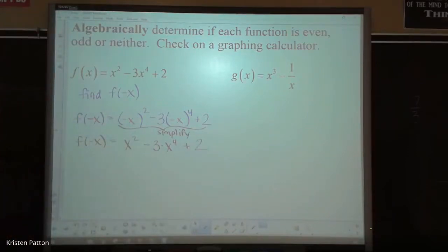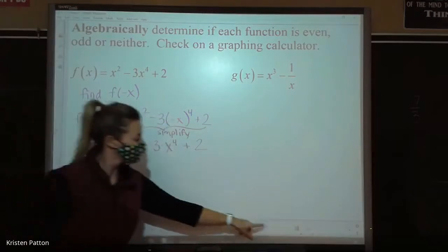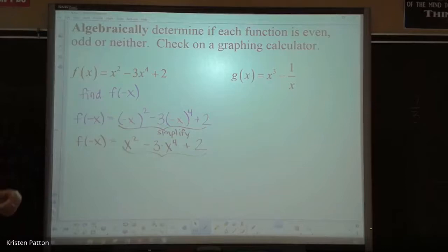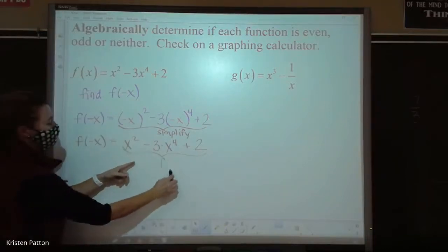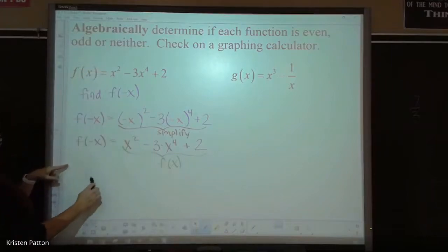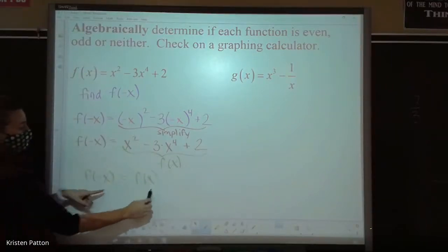I just simplified those negatives. I'm sorry, I'm standing right in your way. I just simplified these things here in pink. Does this look familiar? It's what we started with. Isn't this equal to f of x? Isn't it? Oh, it is. So we just found that f of negative x equals the original function f of x.